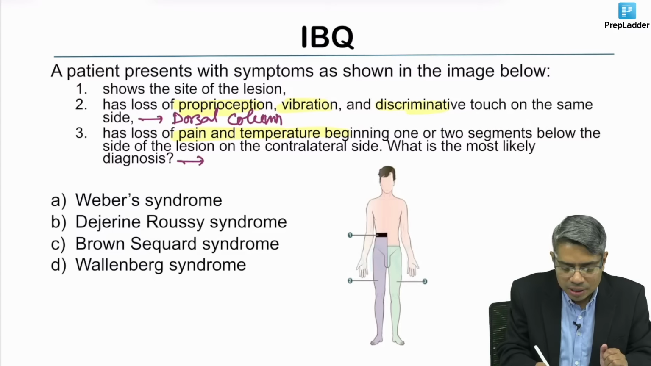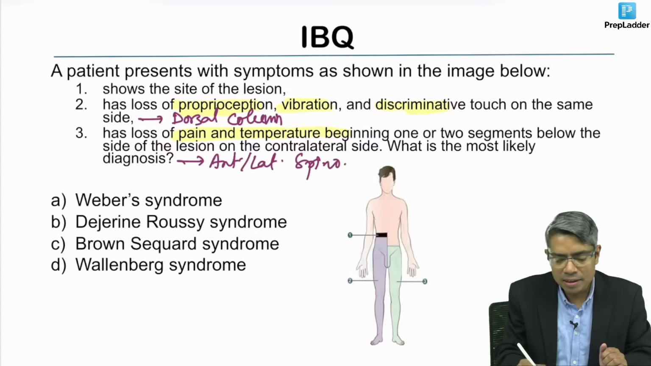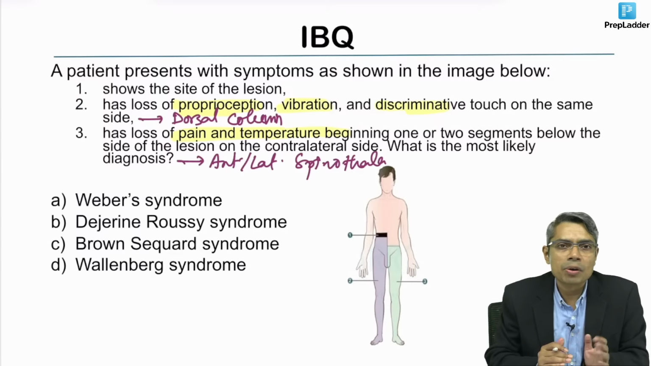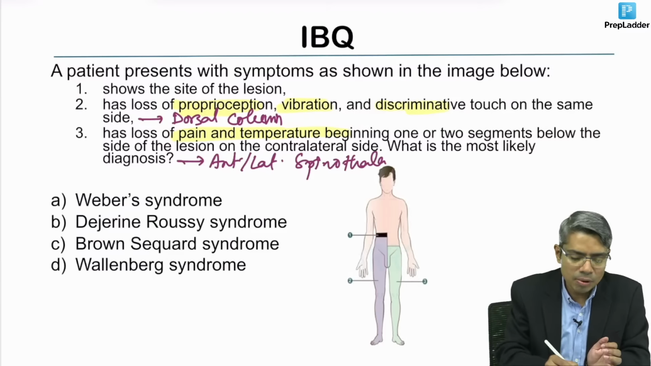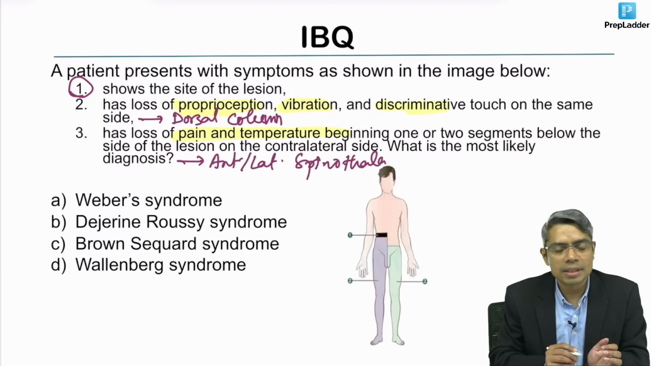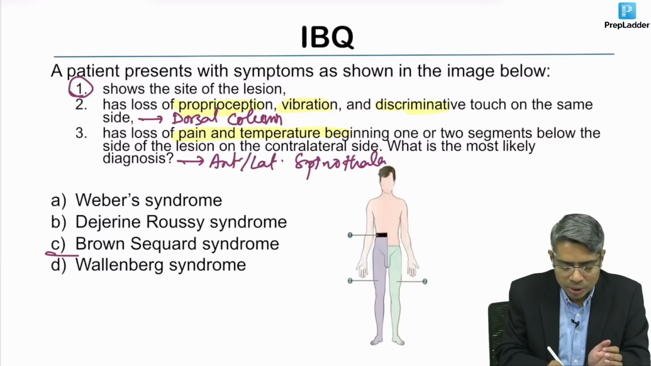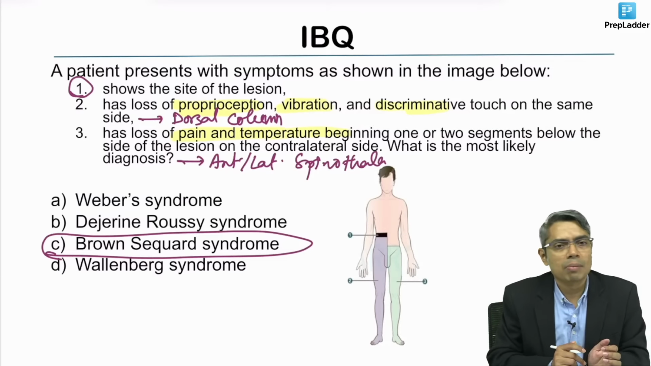This is transmitted by the anterolateral spinothalamic tract. So, the anterolateral spinothalamic tract is damaged on the opposite side of the body, and the dorsal column is damaged on the same side of the body. This is due to hemisection of the spinal cord, and all of you know that this is Brown-Séquard syndrome.